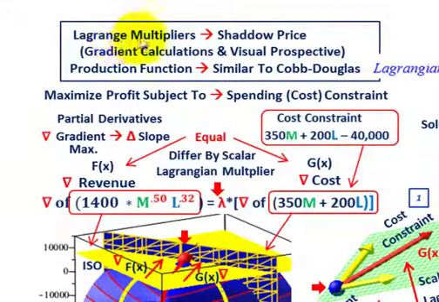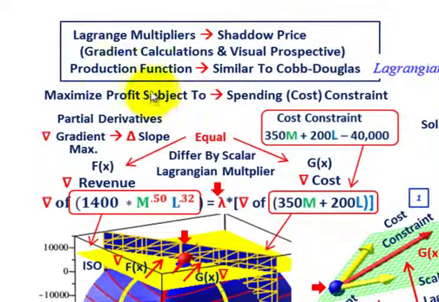What we're going to be going over here are Lagrange multipliers, and we're going to look at these Lagrange multipliers in terms of a shadow price, and we'll be doing some gradient calculations. We'll look heavily here on the visual perspective of these Lagrange multipliers, and we're going to be doing them in terms of a production function, really what's similar to the Cobb-Douglas production function.